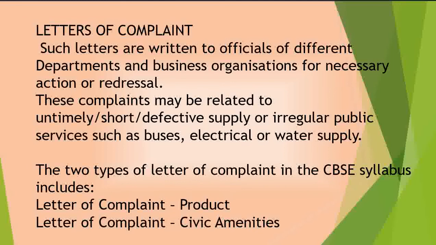The second type of letter of complaint is regarding civic amenities. For example, the municipality has not picked the garbage from the area, or the water supply is inappropriate, electrical issue, power failure, the bus service is inappropriate, you're writing to the road and transport authority. Such kind of letters regarding civic amenities are also asked.